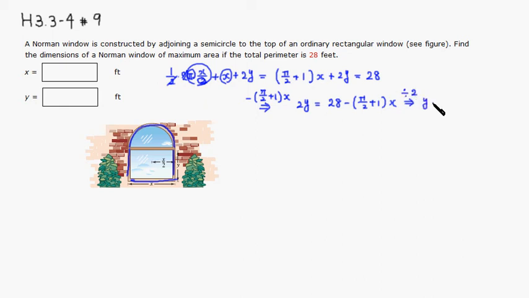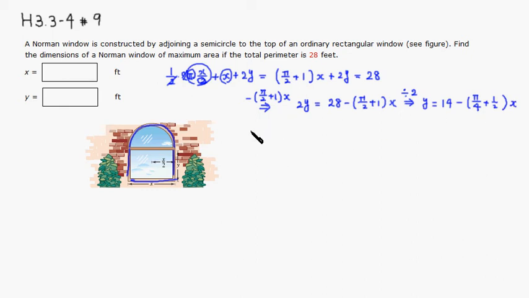y is equal to 14 minus, I'm going to divide by 2, so pi over 2 divided by 2 is pi over 4, and 1 divided by 2 is 1/2. So we have an expression for y.